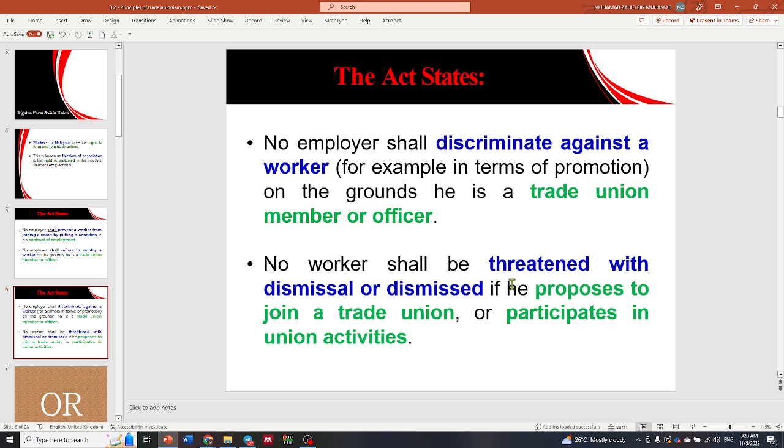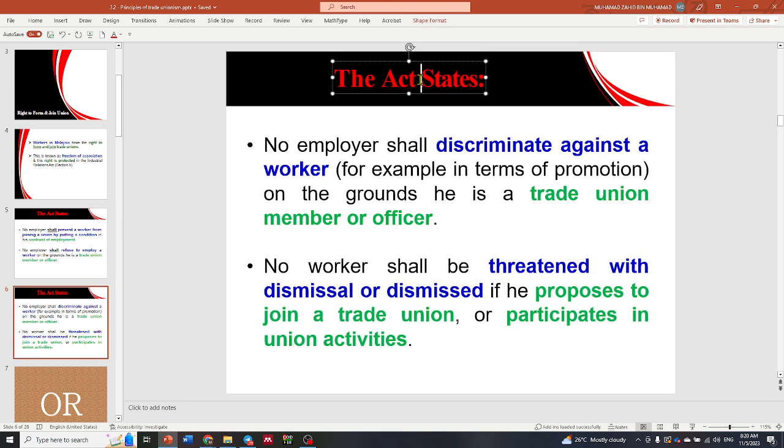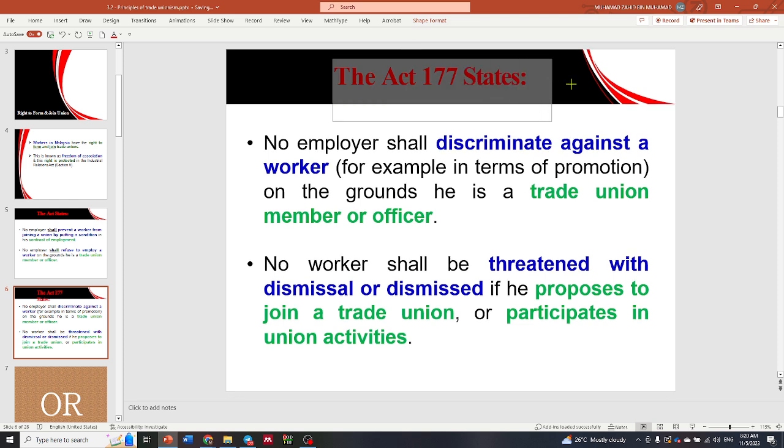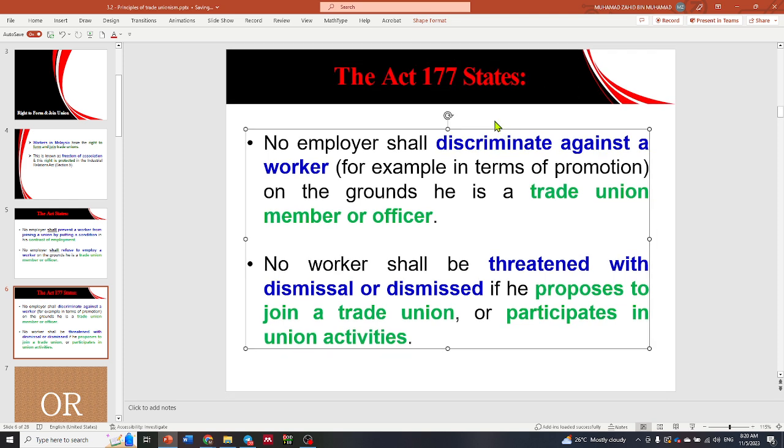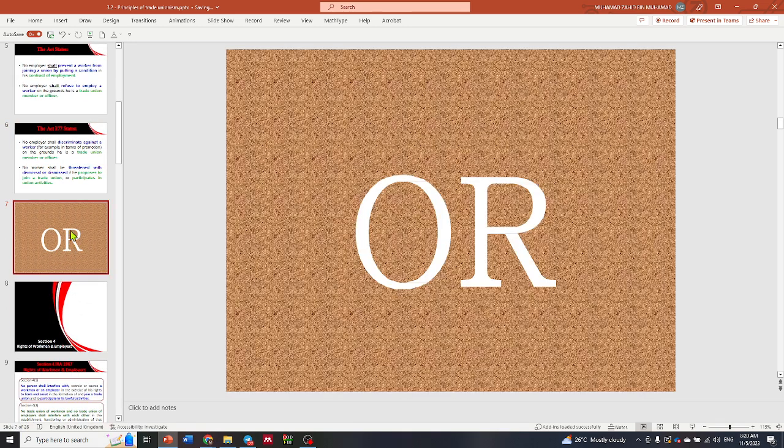Keempat, no worker shall be threatened with dismissal or dismissed. Dismissal is you are being let go, you are being fired if he proposes to join a trade union or participates in the union activities. Is that clear for these rules yang ditetapkan dalam Akta 177 ni? Clear? Yeah. Very good. Okay, kalau you clear, saya akan skip ini tau.